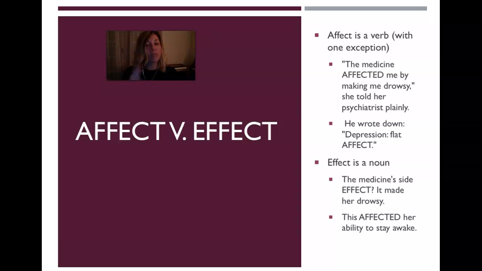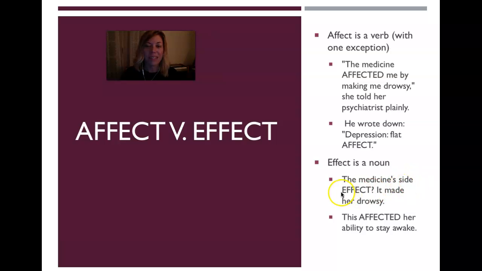So in most cases, though, if you affect someone, it's a verb. It's spelled with an A. But here, if I have a flat affect, it's a different thing. It just means I'm speaking in a monotone way, in an unemotional way. I don't have any emotional inflection. Okay, now effect, in contrast, is always a noun. So the cause and effect, the thing.